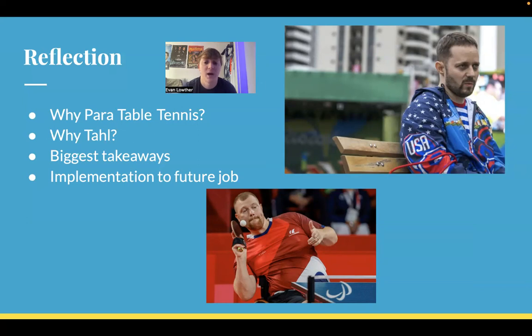For implementation in my future job, the way I would implement this is if we were ever doing net and wall sports games, we could always do para table tennis instead of regular table tennis. Maybe put the kids in wheelchairs and show them how para table tennis is played.